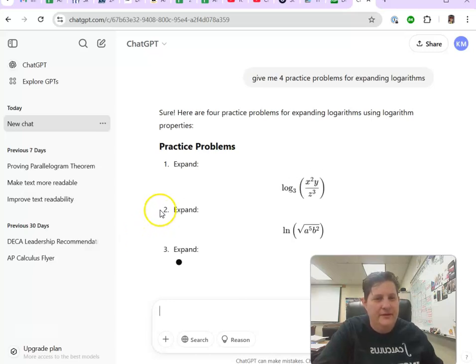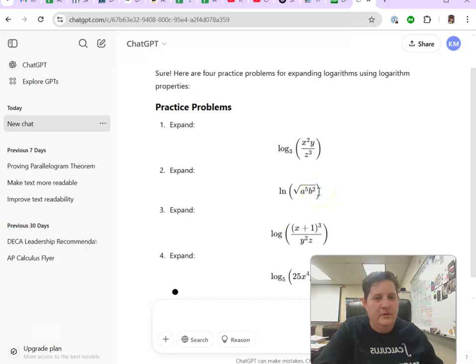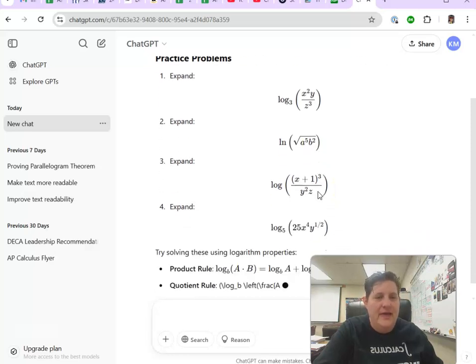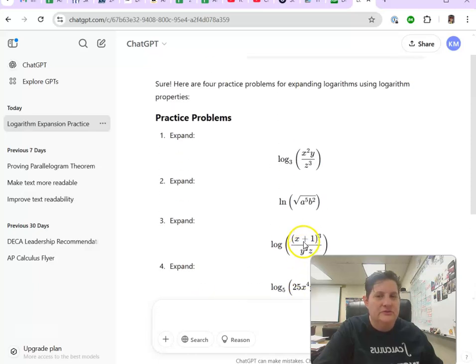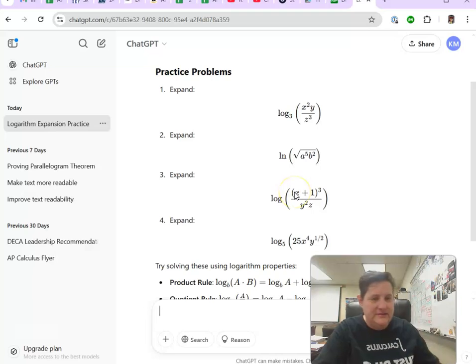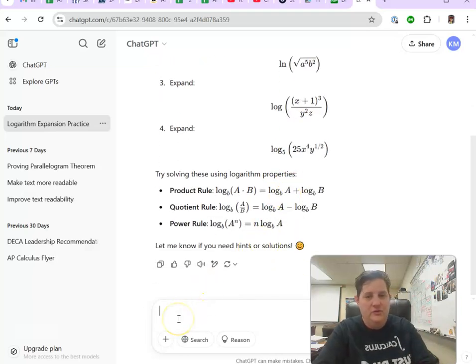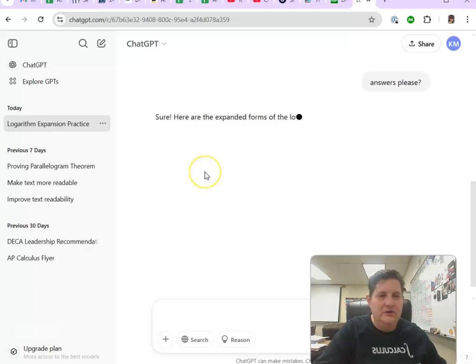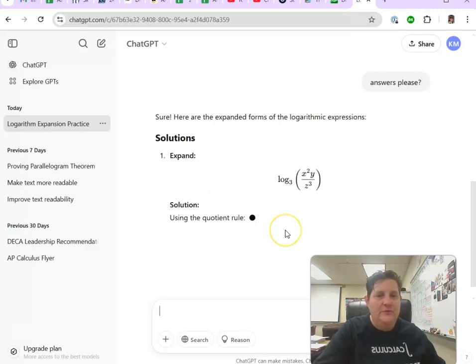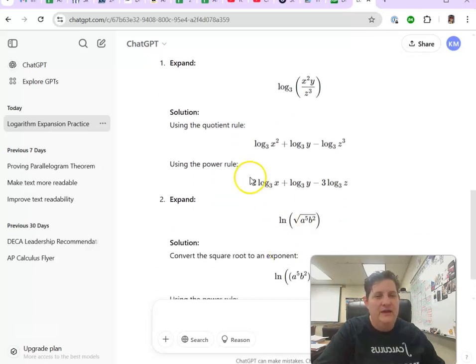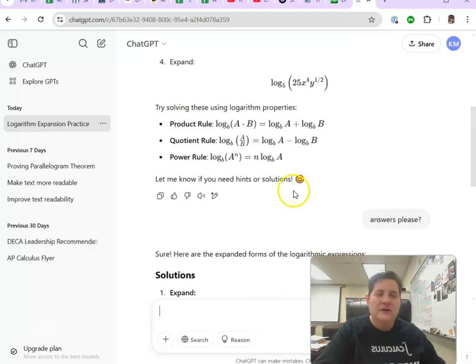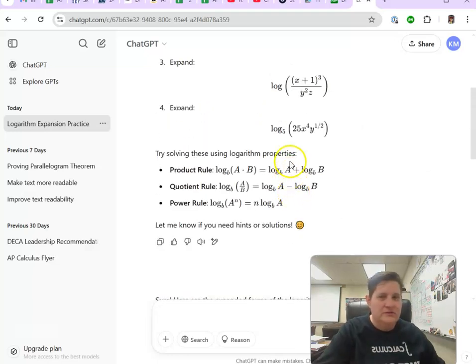Boom, there's one. That's a really good problem. There's one. That's great. And then it gives you the properties and stuff. Let me know if you need hints or solutions. So you could practice these, write them out, and then say, okay, answers, please. You don't have to say please, I'm just polite. And then it'll go through step by step how you would separate it out, how you would bring down the exponents, and then it will give you your final answer. So it's really a tool that you guys can use.